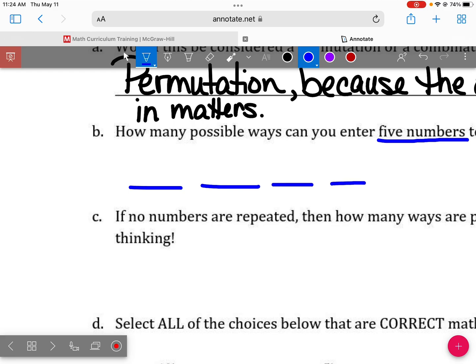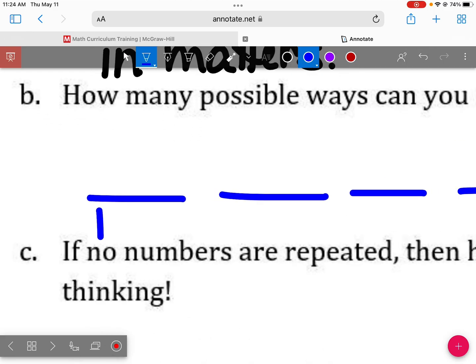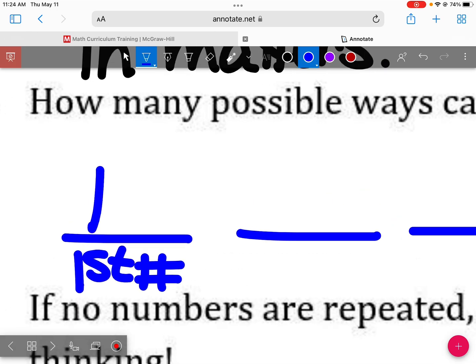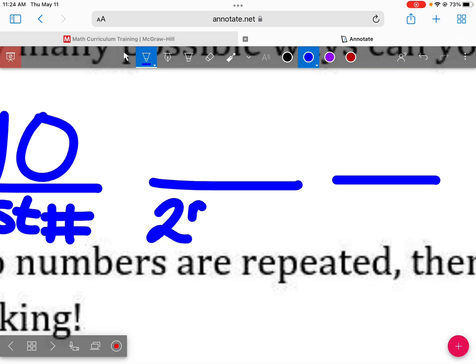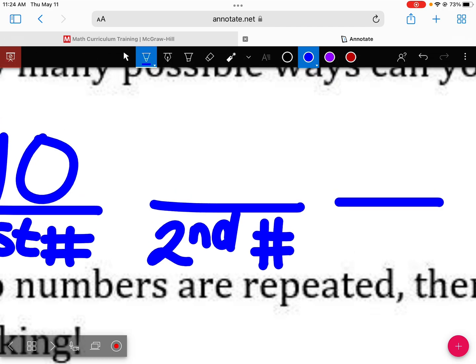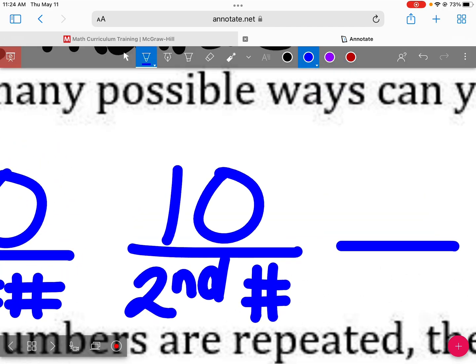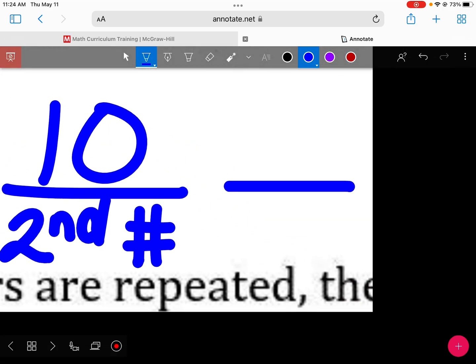we're going to enter 5 numbers here. For the first number, I have how many options for this first digit? 10. How many options do I have for the second digit? Still 10. I could do 11. I could do 1 and then 1 again. Repeats are okay. So I have not eliminated any of my options here.